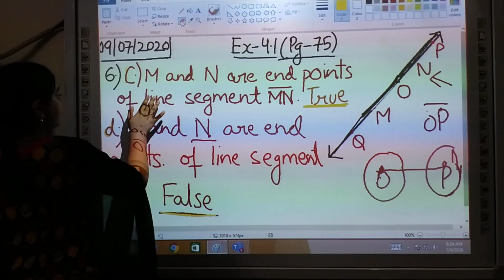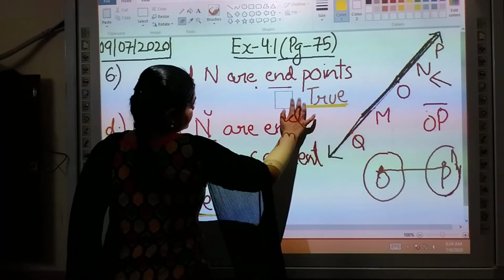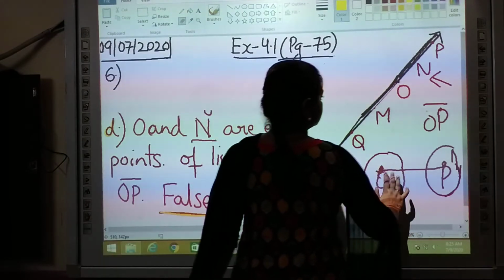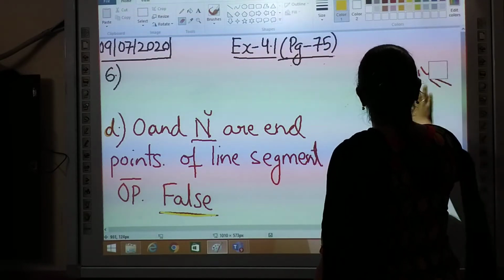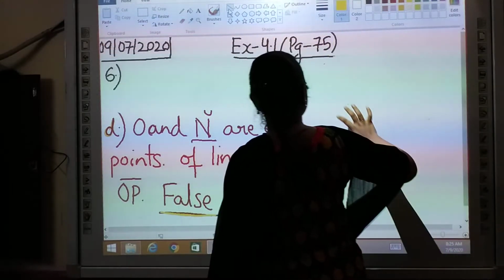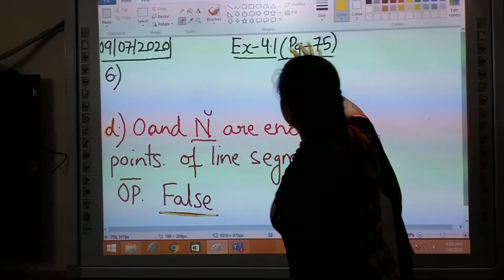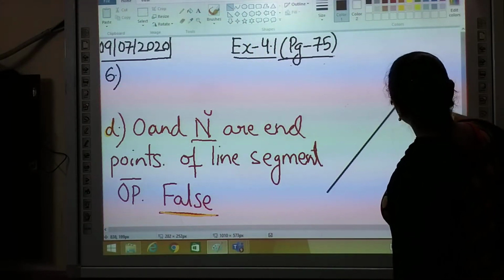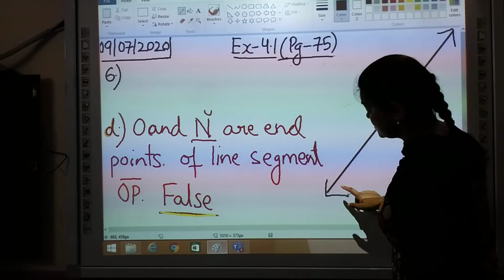Is that clear? Now moving on, we are taking the fifth part. Let us draw this line again. It has become more shabby. So let us draw this line again. If the line is not clear, we will not be able to answer it. Okay, so I am drawing it again.